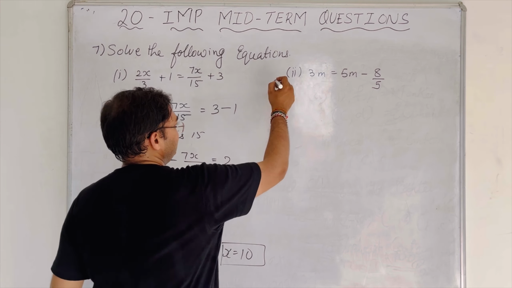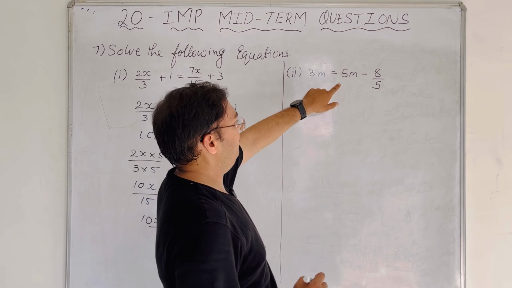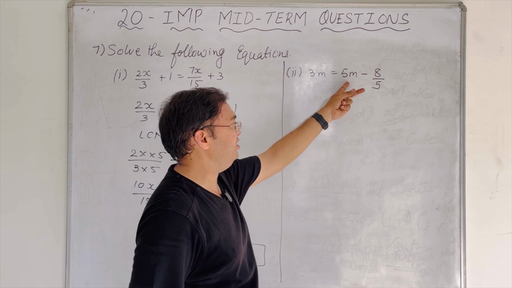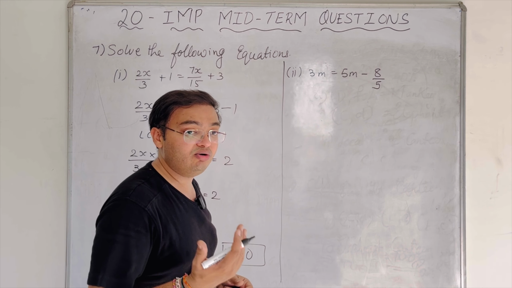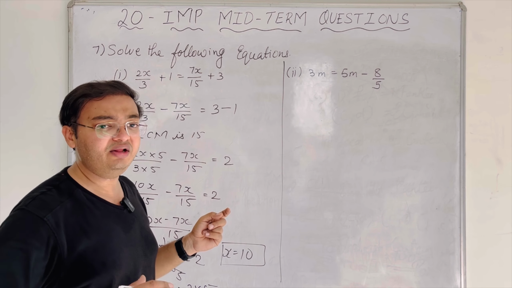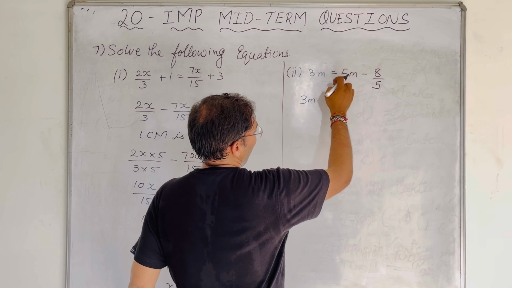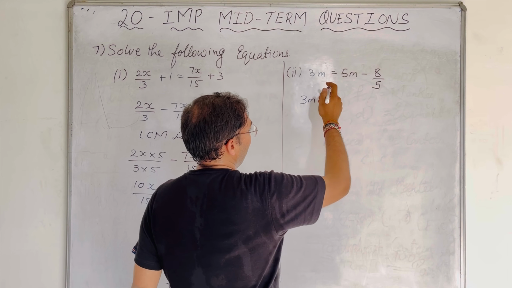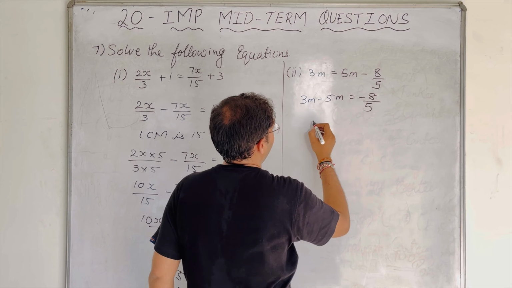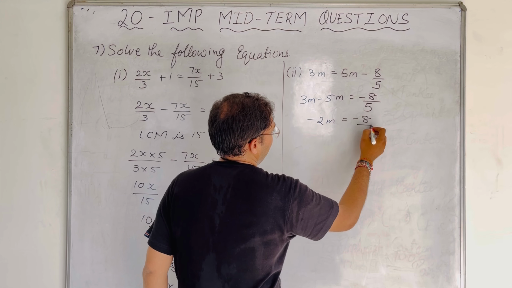Now moving towards our second equation. Same way, variable, constant. But over here only a single variable is there, but over here variable and constant both are there. So same way we are going to collect all the variables one side. So let's do it. 3m is already over here. We are shifting 5m from right hand side to left hand side. So minus 5m is equals to minus 8 upon 5. So here 3m minus 5m, that is minus 2m, equals to minus 8 upon 5.